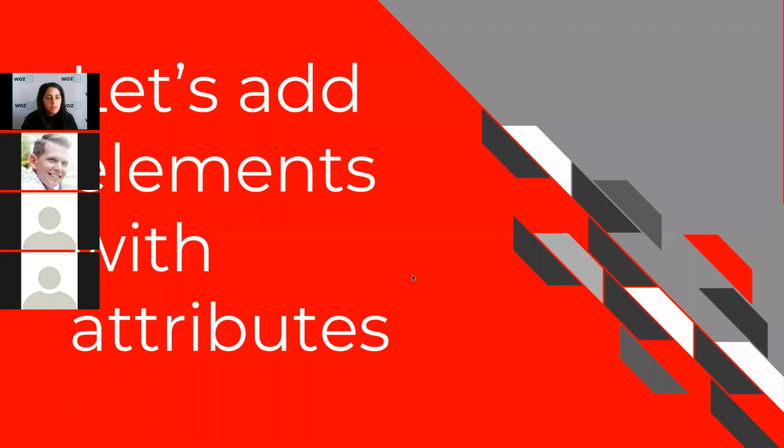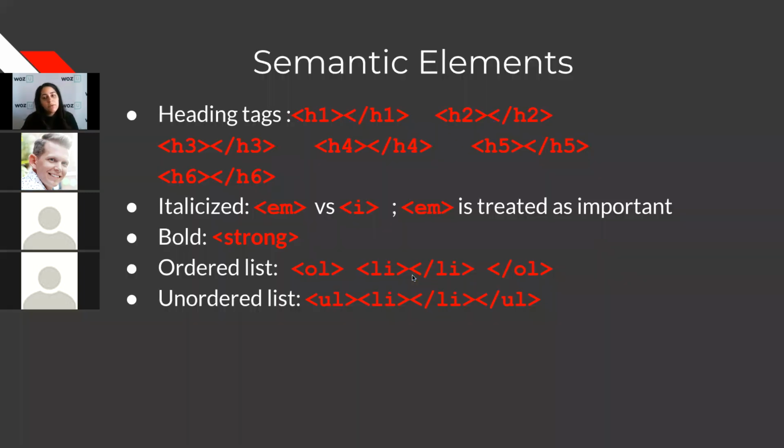All right, so those are elements with attributes. The next thing I want to talk about are semantic elements. This is kind of like the styling portion of HTML, not really, because styling comes from CSS, but this is where heading tags are introduced. Heading tags are numbered 1 through 6, 1 being the most important, 6 being the least important. But still important because it's still a heading.